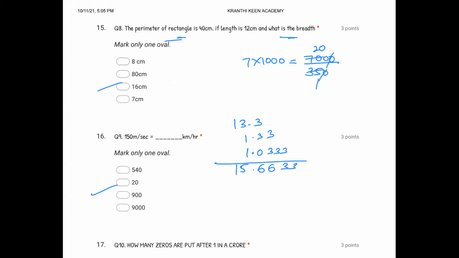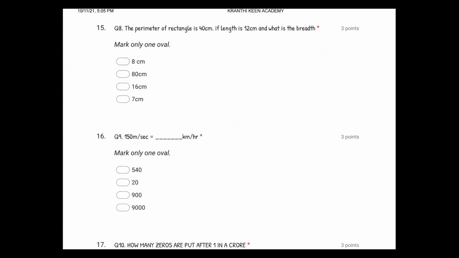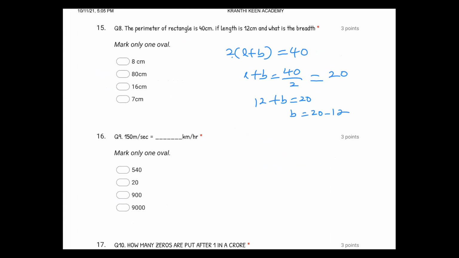And next, 15th question here. The perimeter of the rectangle is 40. The length is 12. What is the breadth? First, perimeter equals 2 of L plus B equals 40. This 2 comes under here. L plus B equals 40 by 2, that is 20. Length is 12. 12 plus B equals 20. B equals 20 minus 12, the plus 12 goes to the other side as minus 12. So B is 8. The answer is 8 centimeters because the dimensions are in centimeters.